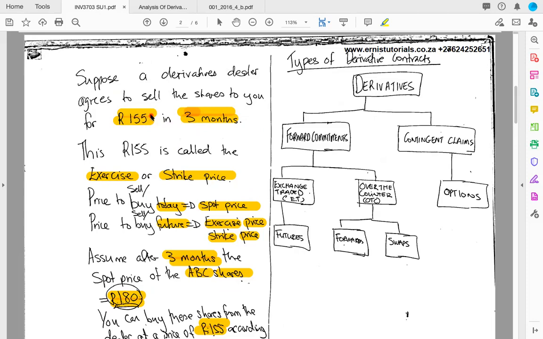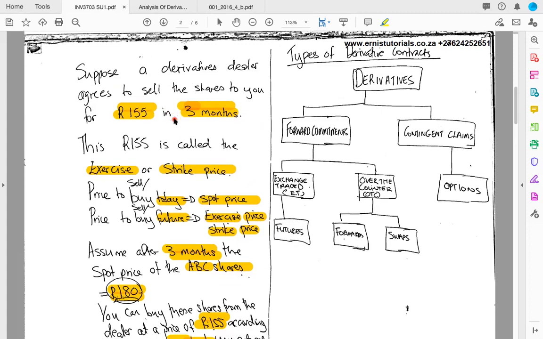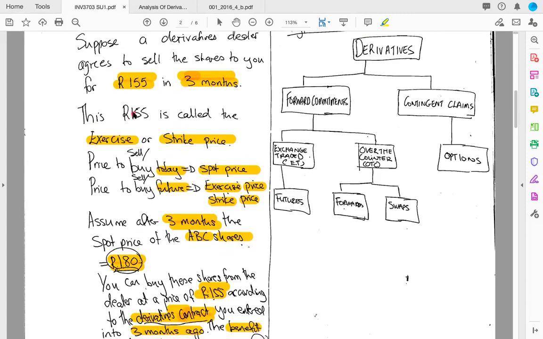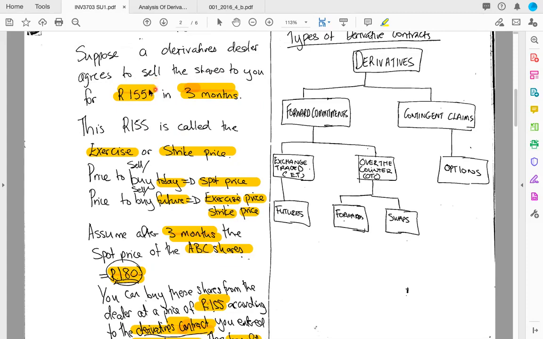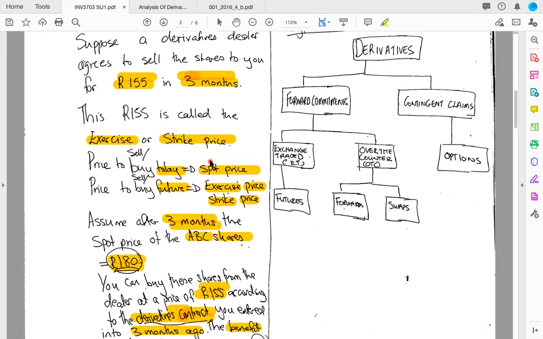buy shares, meaning a dealer sells shares to you, where you agree to buy shares for 155 Rand in 3 months, right? This example. That 155 Rand might not necessarily be the price at which the shares are selling at in the spot market. This is a price you're going to agree to buy at sometime in the future. So we said we call it an exercise or a strike price. It's a price related to the future, right? It's the price you're going to buy or sell at in the future.